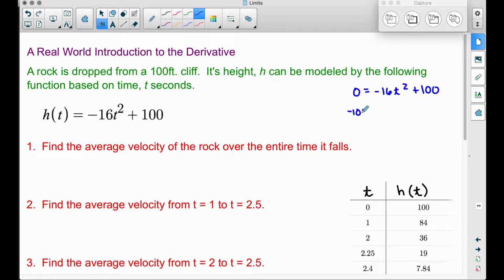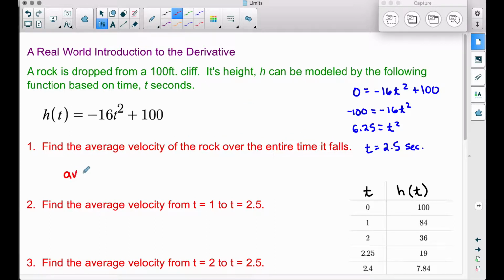Subtracting 100 from both sides, we get negative 100 equals negative 16t squared. Divide both sides by negative 16, you will get 6.25 is equal to t squared. And now let's take the square root of 6.25, and you'll get t equals 2.5 seconds. It's going to take the rock 2.5 seconds to hit the ground. We don't worry about the negative 2.5 since we're talking about a positive time t, the length of time after it was dropped off the cliff. This is helpful now because we can find the average velocity of the rock over the entire time it falls.